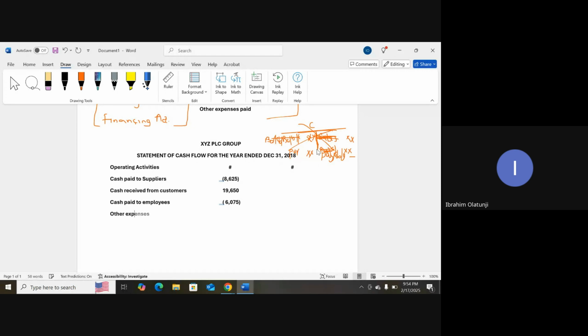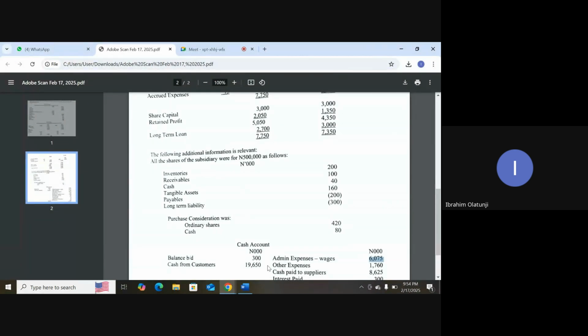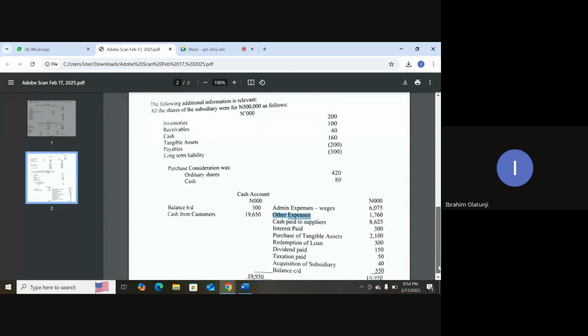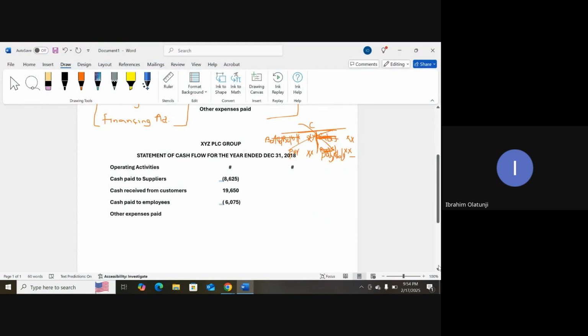Then the third one is what? Other expenses. Other expenses paid. Then you can see other expenses given to us, which is 1,760. That's the other expenses that we will pay. And because we pay, the money is going out of our business, then we have to put bracket. So after that, then you are good to go.